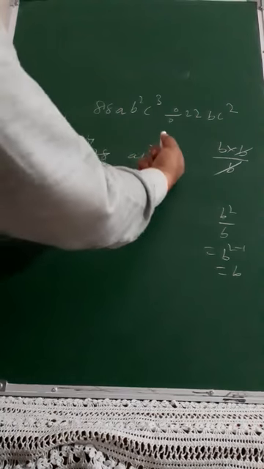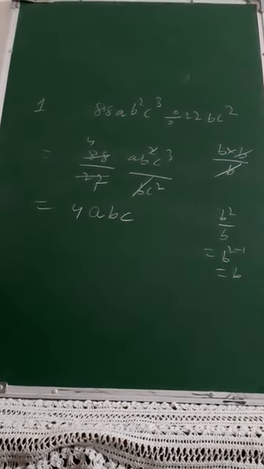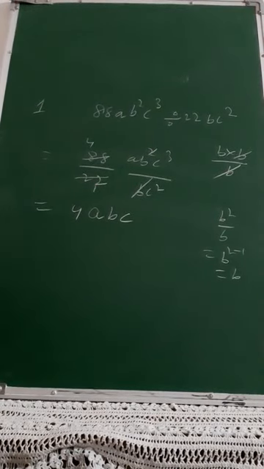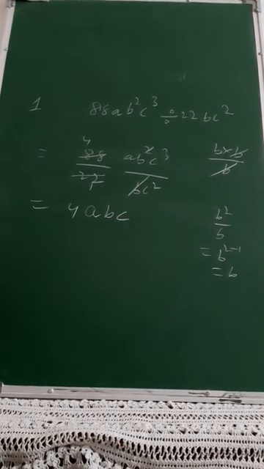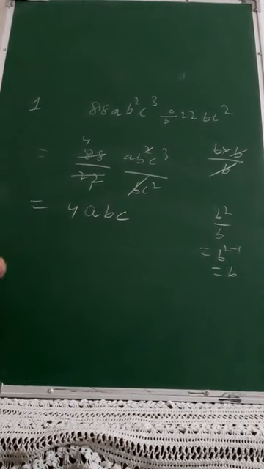Similarly, C cube upon C square will be resulting into C only. Why? 3 minus 2 is 1. Or C into C into C, 3 times, when will be divided by C into C, 2 of the C's will go off. Only one C will be left in your answer. So in that way, individually you start practices of doing this also.